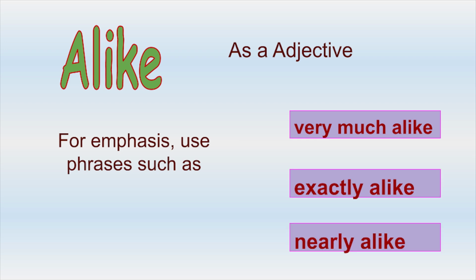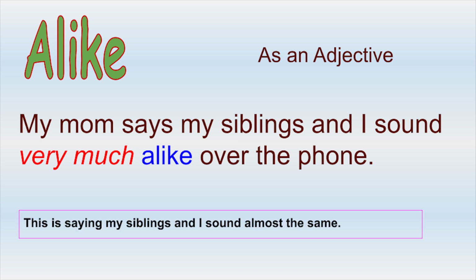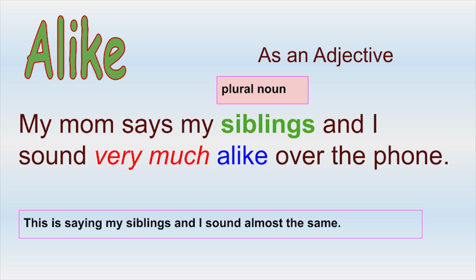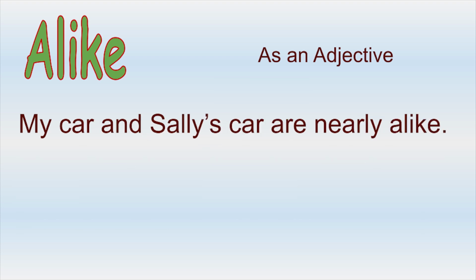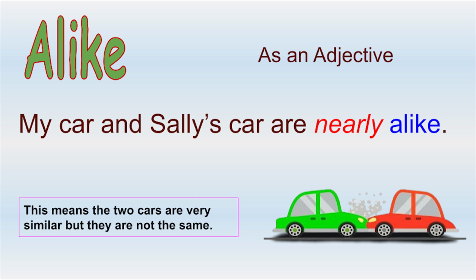For example, my mom says my siblings and I sound very much alike over the phone. This is saying my siblings and I sound almost the same. We have a plural noun, siblings, the verb sound followed by the adjective alike. Here's another example. My car and Sally's car are nearly alike. Here we are using nearly for emphasis. This means the two cars are very similar, but they are not the same.